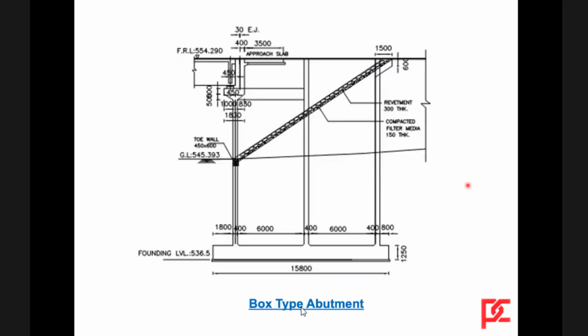Then this is a box type of abutment. Simply you make a box and keep filling it up. And here, this is the abutment wall where the superstructure loads are coming, and this will act as a return wall also. The whole thing is a box with maybe a number of compartments like that.